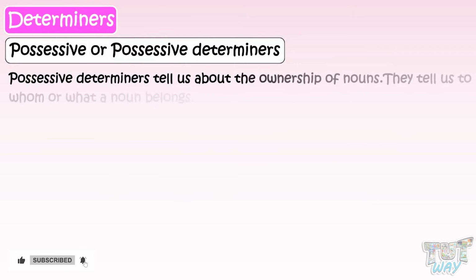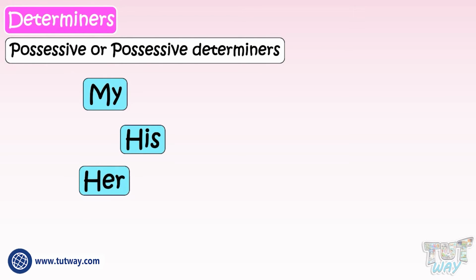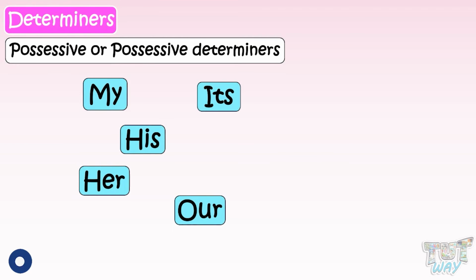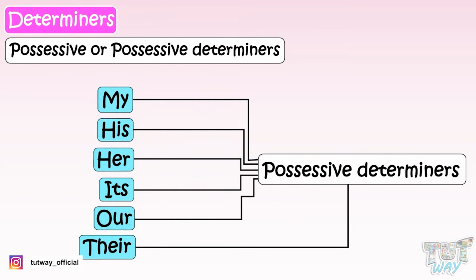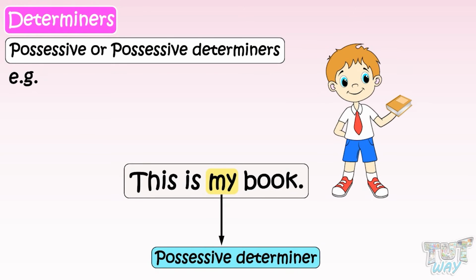Possessive determiners tell us about the ownership of nouns. They tell us to whom or what a noun belongs. Possessive determiners are words like my, his, her, its, our, their, etc. Now let's see some examples. This is my book. Here, the word my is a possessive determiner, as it suggests that the book belongs to the speaker.